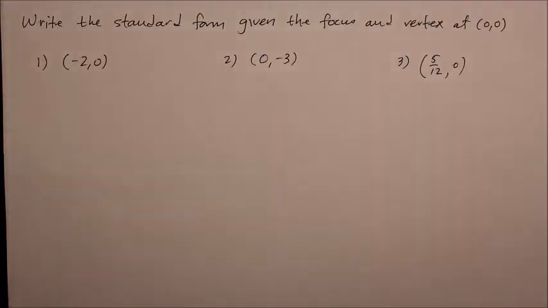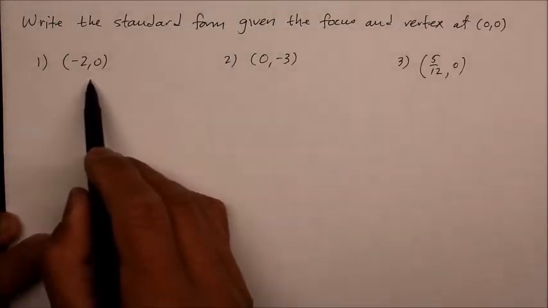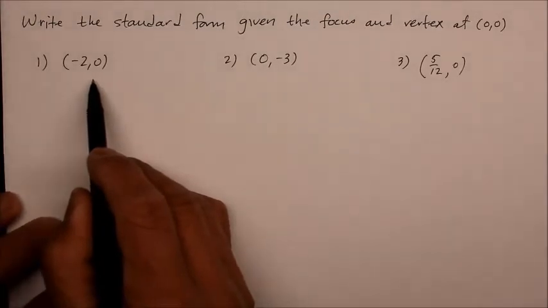Hi, this instructional video is about writing the standard form when you're given a focus. And the parabola's vertex is assumed to go through the origin at 0 and 0. It is a supplement to the instructional video that introduced how to find the focus and the directrix. So in this case, we have a coordinate given, -2 and 0. And we're trying to find the standard form, right?